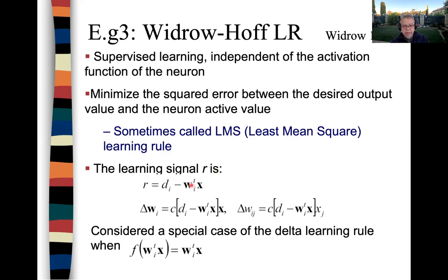The learning signal r is equal to d_i minus w_i^T x. You don't have f here because it is independent of the activation function. Looking at the delta learning rule, the derivation of delta w is the same, except that you don't have an f. This is the delta w for the whole vector for node i, and this is for a particular input x_j.